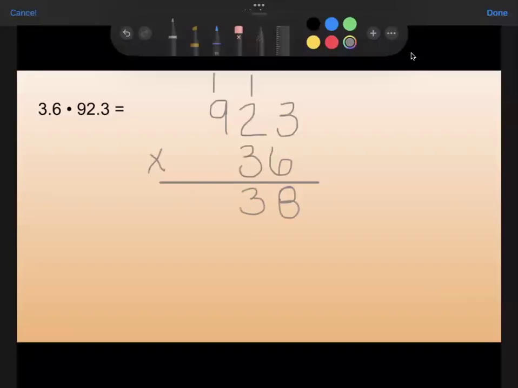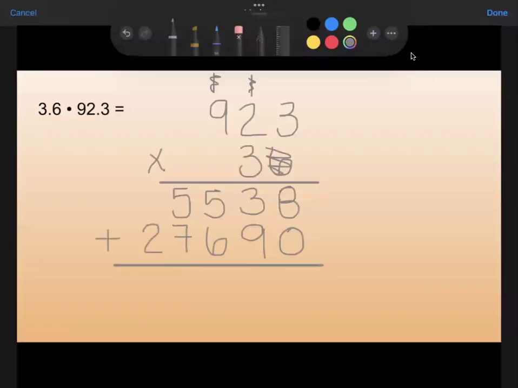9 times 6 is 54, plus 1 is 55. So 55 here. Now I'm going to cross off these little regrouped ones, cross off the 6, and add a 0 down here to show that now I'm multiplying by a number that's in the tens place. 3 times 3 is 9. So I'll go ahead and put that there. 2 times 3 is 6. And 9 times 3 is 27. So 7 here. And normally I'd regroup the 2, but there's no more places to regroup it to. So I'm just going to put it right here.